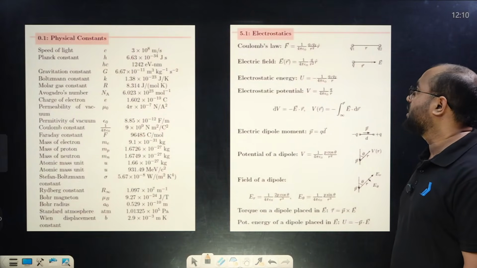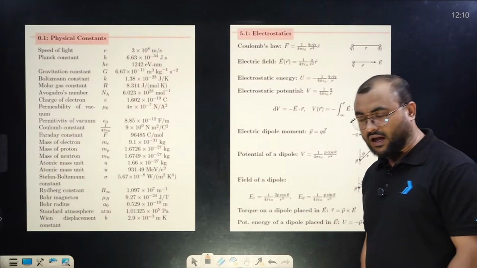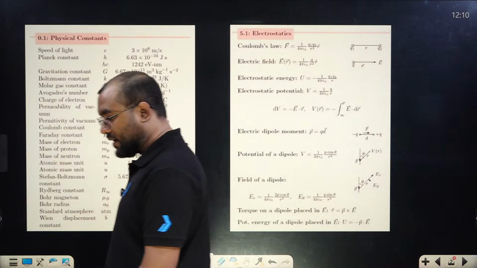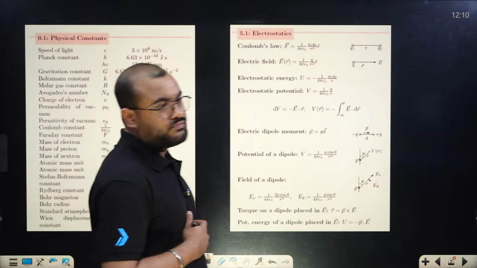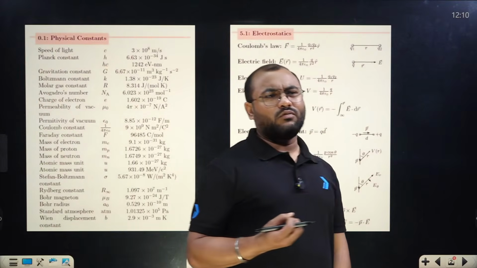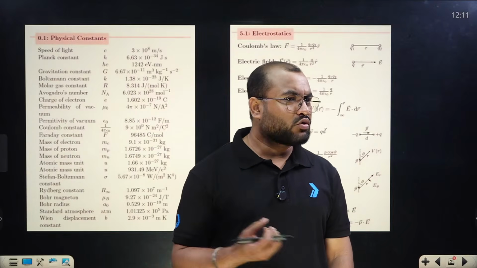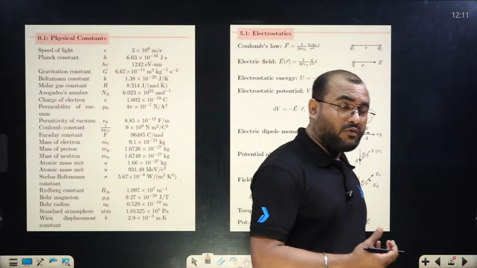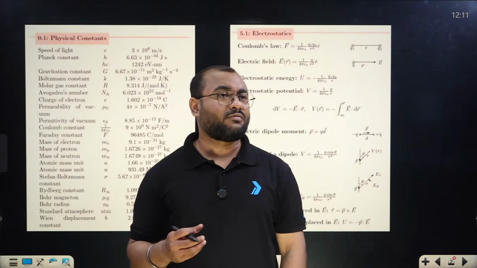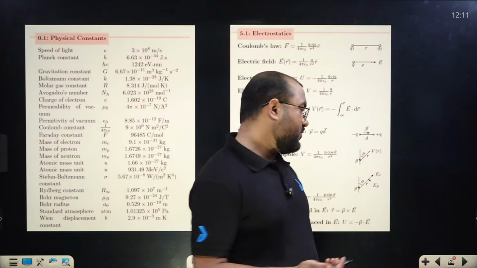So what is Coulomb's law? That is F equals K Q1 Q2 by R square, where K equals 1 by 4 pi epsilon naught. What is epsilon naught? That is the permittivity constant in vacuum. Whether we talk about vacuum or air, if you talk about the variation between epsilon naught of air or of a vacuum, it is very slightly less.